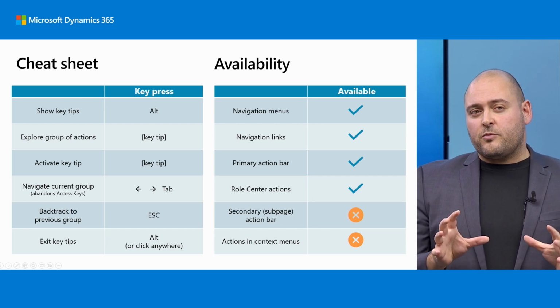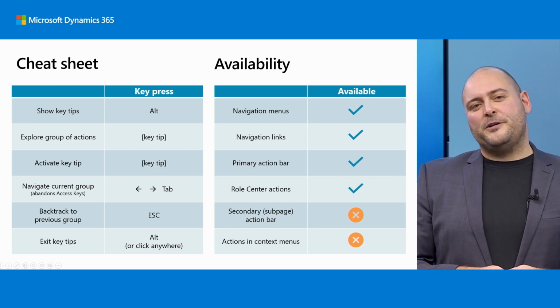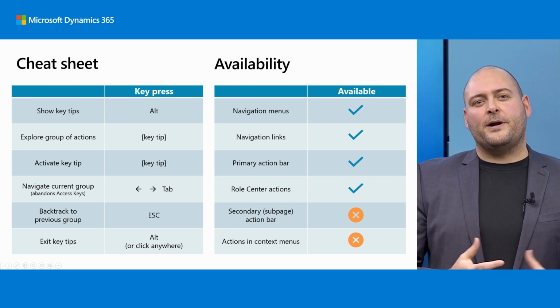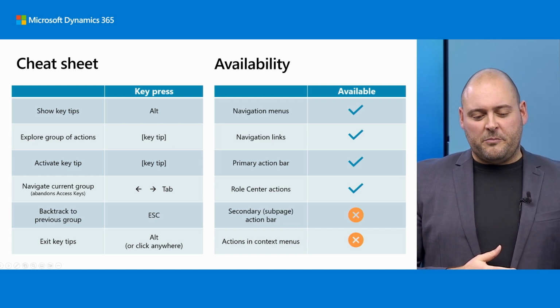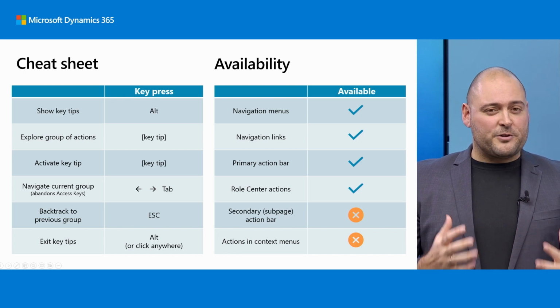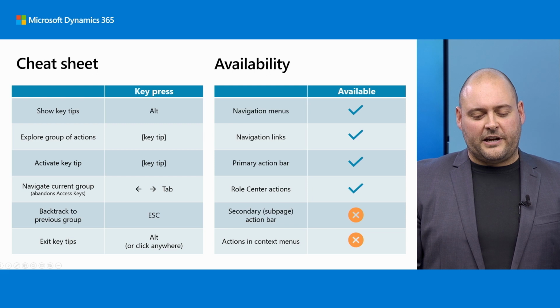So there are cases where we do not offer access keys just yet today, but we're very interested to hear your feedback and to understand if what we have right now in Update 22 is successful in making people more productive. Because if that is the case, we're absolutely interested in expanding this and growing it to all kinds of other controls in the client.